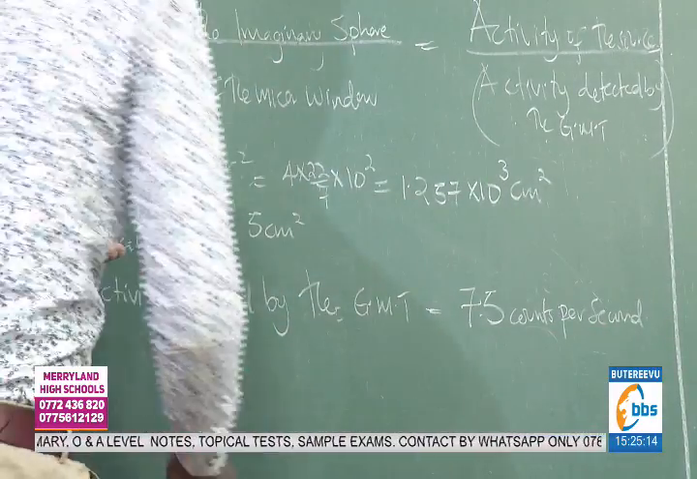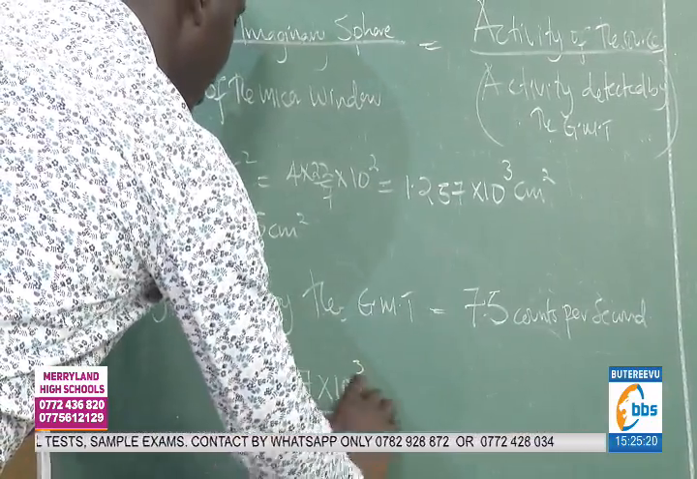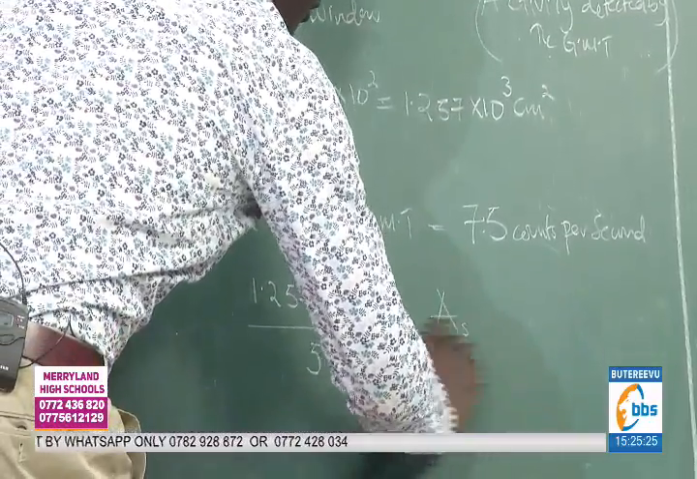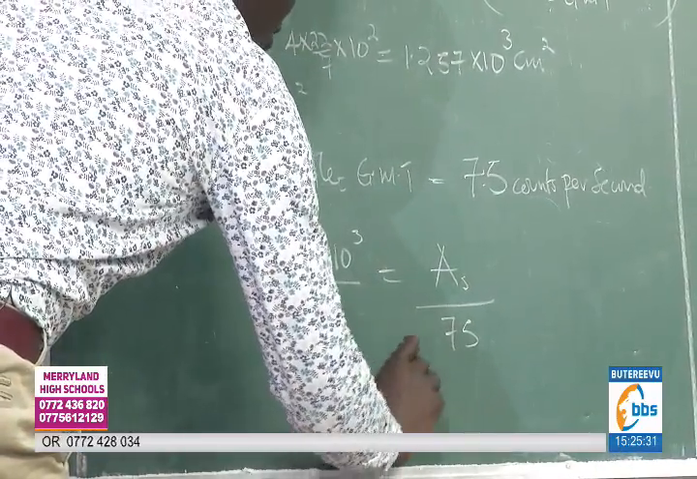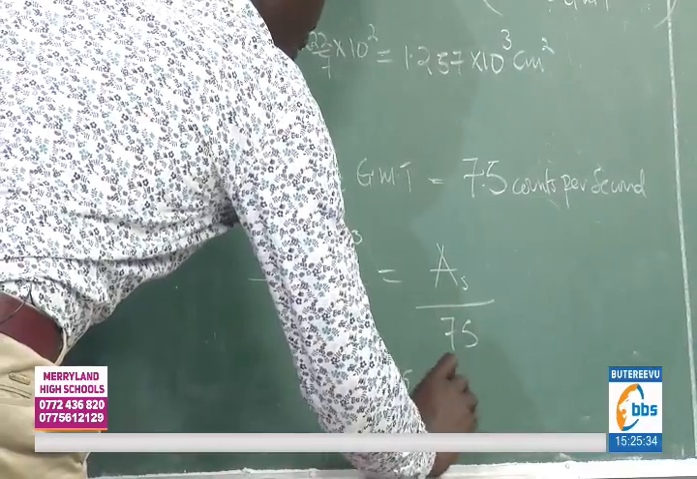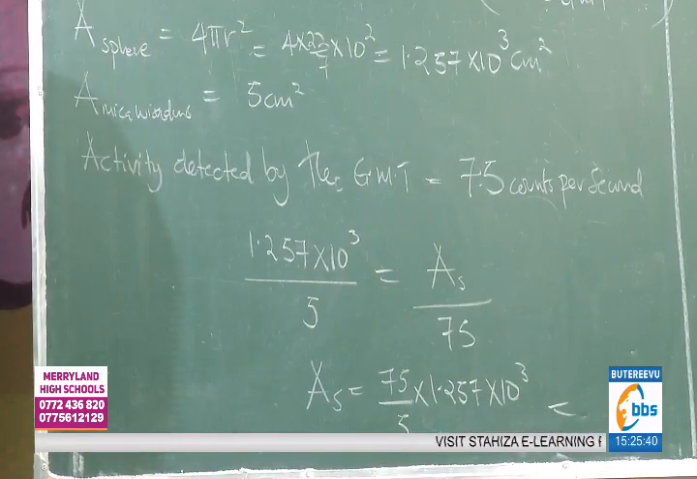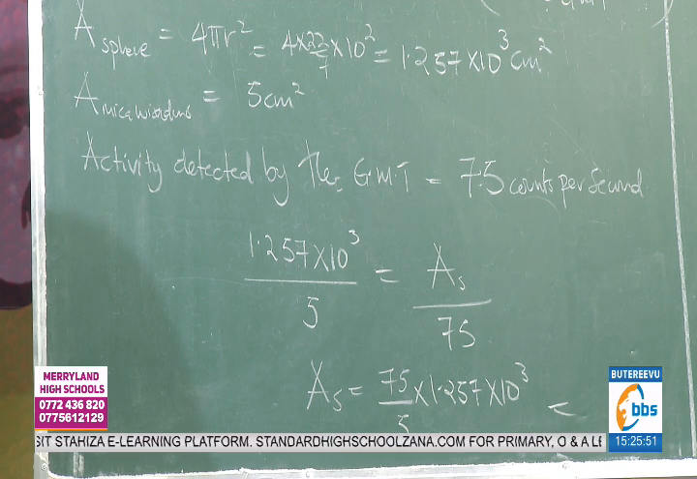So what is the activity of the source? It means that 1.257 exponent 3 divided by 5 must give me the activity of the source divided by 75, which is the activity detected. So activity of the source using this mathematics is 75 divided by 5 multiplied by 1.257 exponent 3, which must lead us to 1.886 exponent 4.